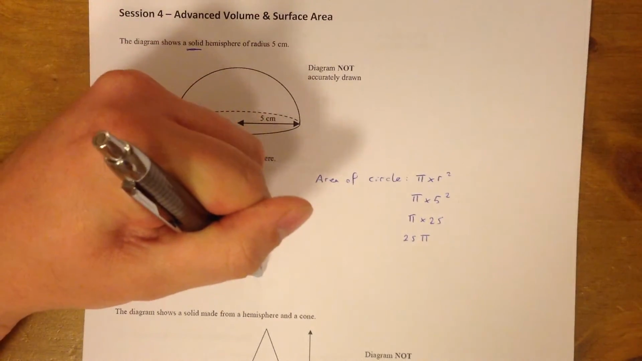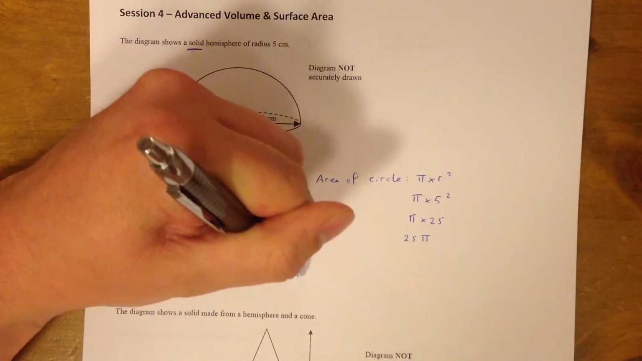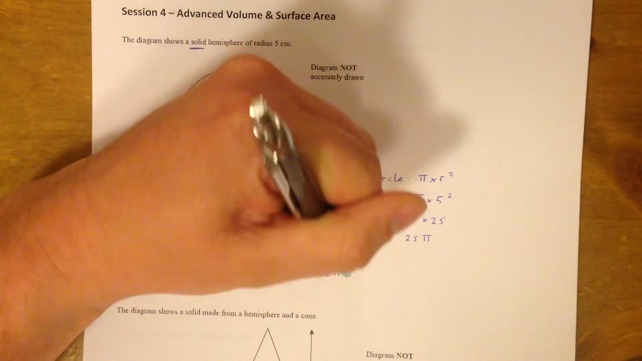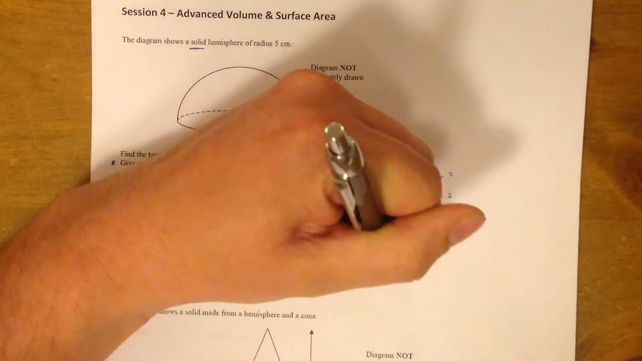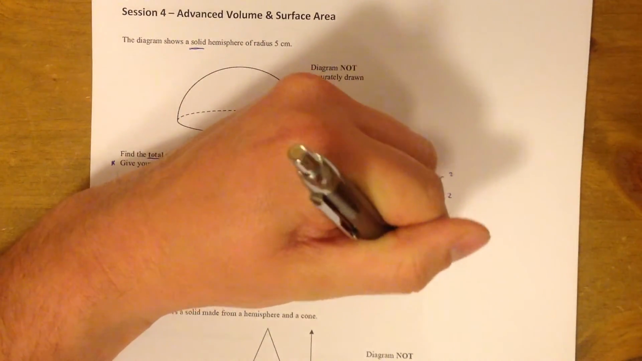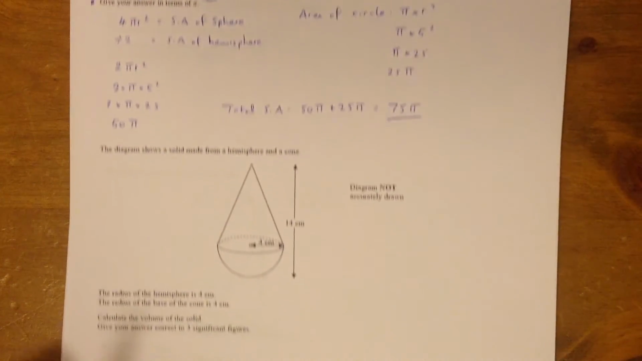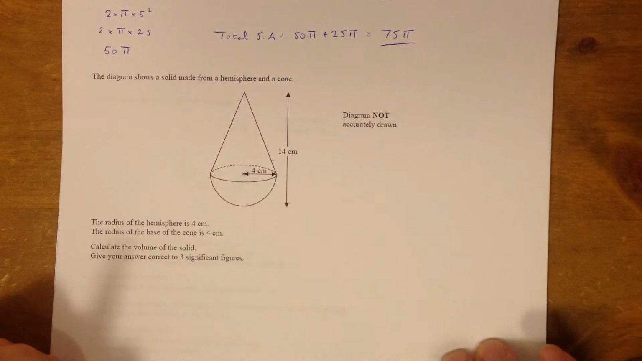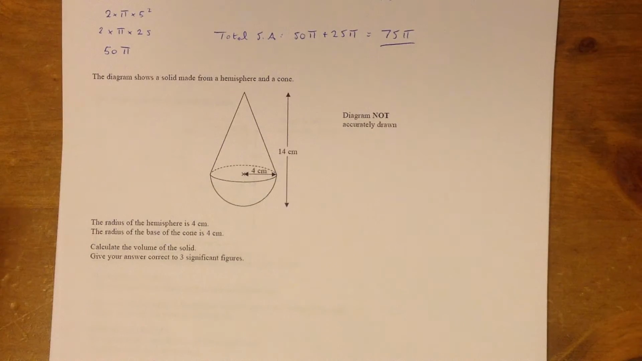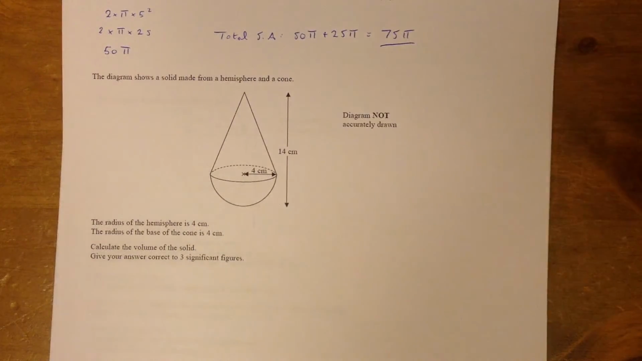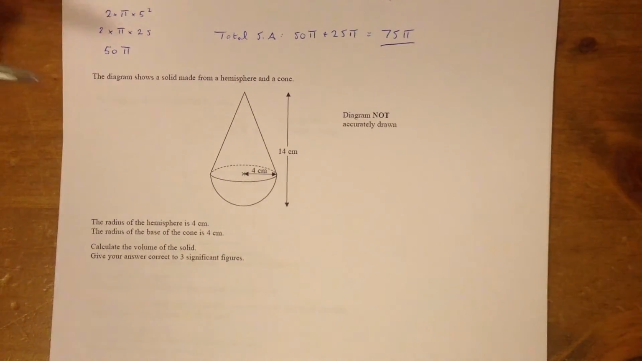So the total surface area is going to be 50 pi plus 25 pi, which is 75 pi, and that's our final answer. The second question of this series asks us to look for the volume this time of a compound shape which has been made from a cone and also again from a hemisphere. It then gives us some following information.